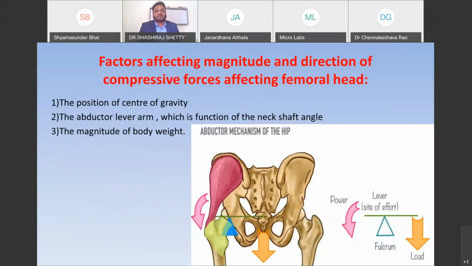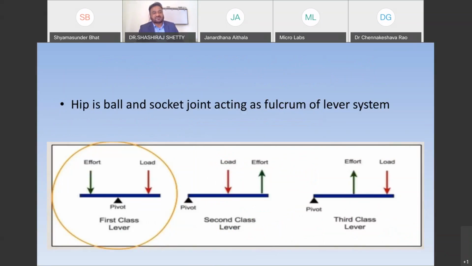Now the factors affecting the magnitude and the direction of the compressive forces acting on the femoral head. One, position of center of gravity. Second, abductor lever arm, which is a function of the neck shaft angle. Third is magnitude of the body weight. So these are the three lever systems which work on the body: first class, second class, and the third class, where the hip comes under the first class.